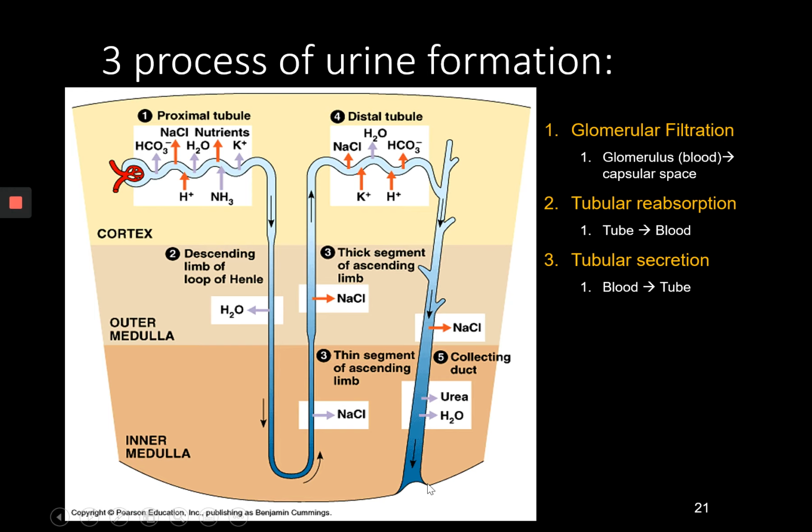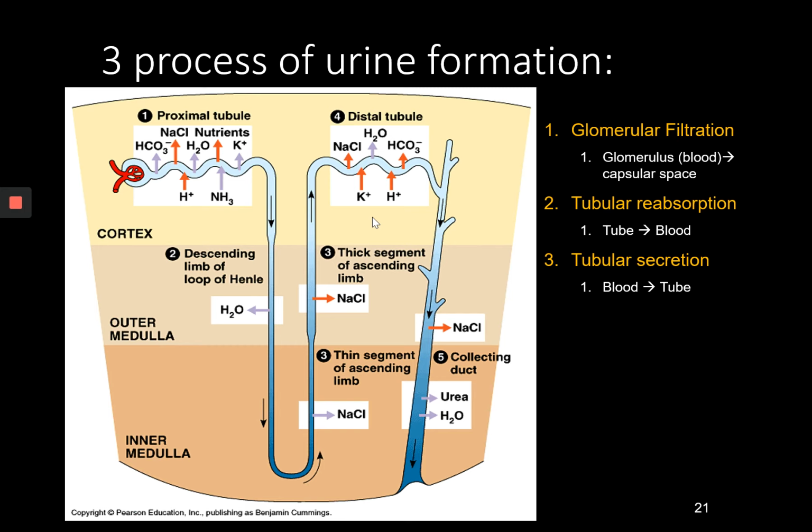What we're also seeing here is some arrows. Now, the arrows that are pointing away from the tube indicate a process called reabsorption. The arrows that are pointing towards the tube indicate a process called secretion. Tubular reabsorption is when stuff leaves the renal tubule system and goes back into the blood. Tubular secretion is when stuff leaves the blood and goes directly into the renal tubule system.